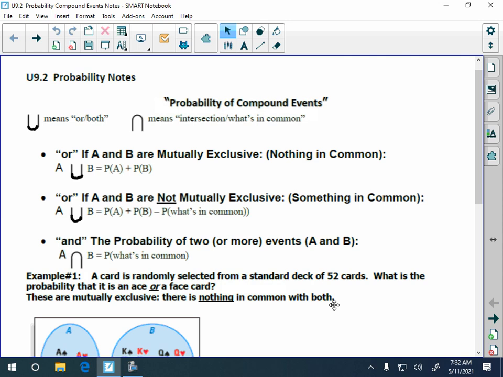Now, what I usually do is I combine those first two together and not even worry about the first one, and just always remember the second one. So you're always adding the first two probabilities together, then look to see if there's something in common. If there's nothing in common, then you don't have to worry about subtracting anything off. But if there is, then you would subtract something off.